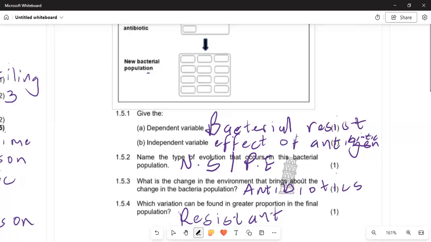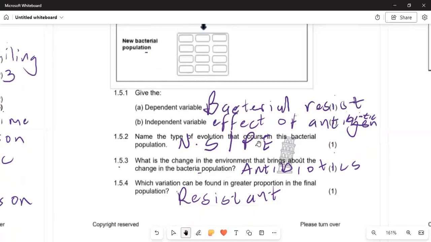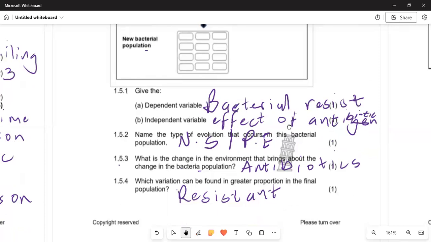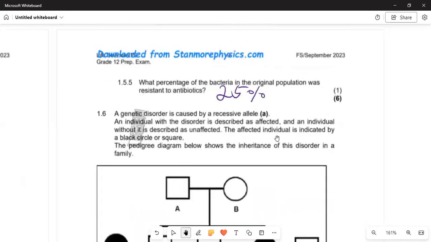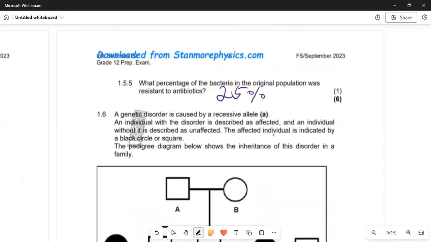If we are moving on again, we can see in 1.5.3, we are asked what is the change in the environment that brings about the change in the bacterial population. We are saying that this is because of the effect of the antibiotics. You get your mark? And then if we are moving on, we see the question: which variation can be found in greater proportion in the final population? We can find that the variation is resistance. What differs is the resistance that the population has because of the effect of the antibiotic. If we are moving on again, we are asked in 1.5.5 what percentage of bacteria in the original population was resistant to antibiotics, and then we say 25%, based on the calculation that we are given there.